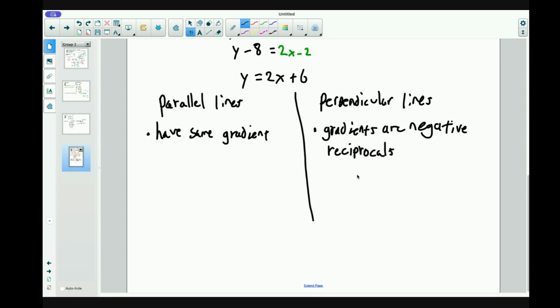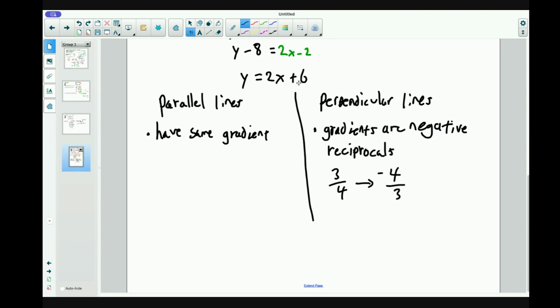Let's say, for example, we have a gradient of 3 over 4. The negative reciprocal of this means that all I need to do is flip the numerator and denominator. So 4 is on top, 3 is on the bottom, and simply make it negative. Because the first fraction is positive, then the new fraction has to be negative.